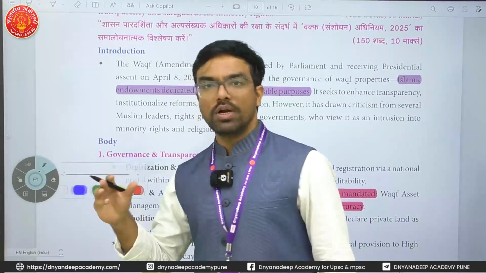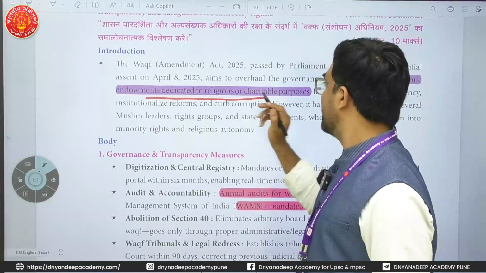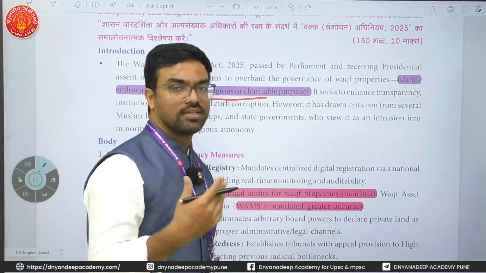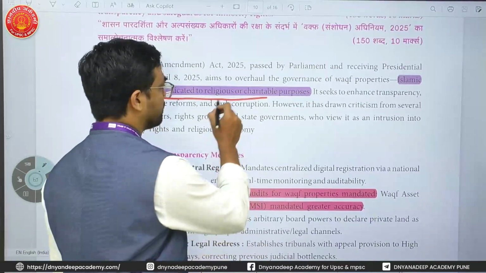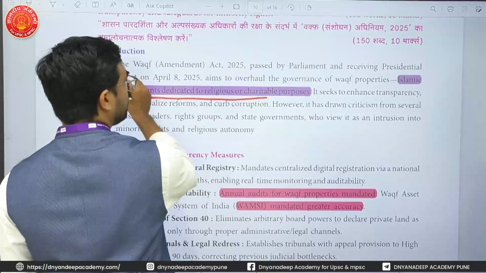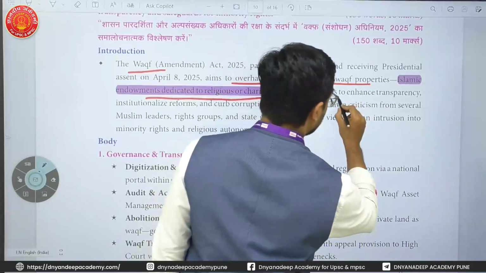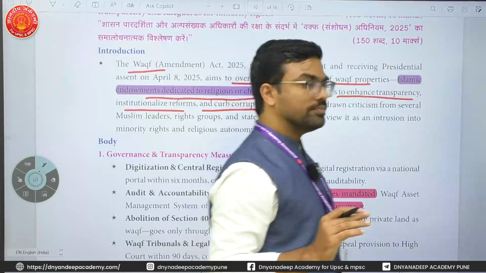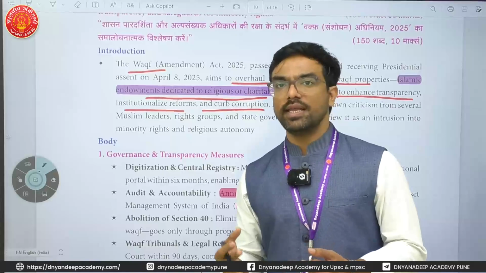So while writing the introduction, in short you also have to write what Waqf is, right? Waqf is Islamic endowments dedicated to religious and charity purposes, right? These are like donations of Islamic endowments which are for the purpose of charity and religious purposes, right? In short, we have to write what Waqf is. But why was this act passed? This act was passed to overhaul the governance of Waqf properties, to enhance transparency, institutionalize reforms, and curb corruption, right? So this was the main motive. This was the purpose for which this law was brought, right?